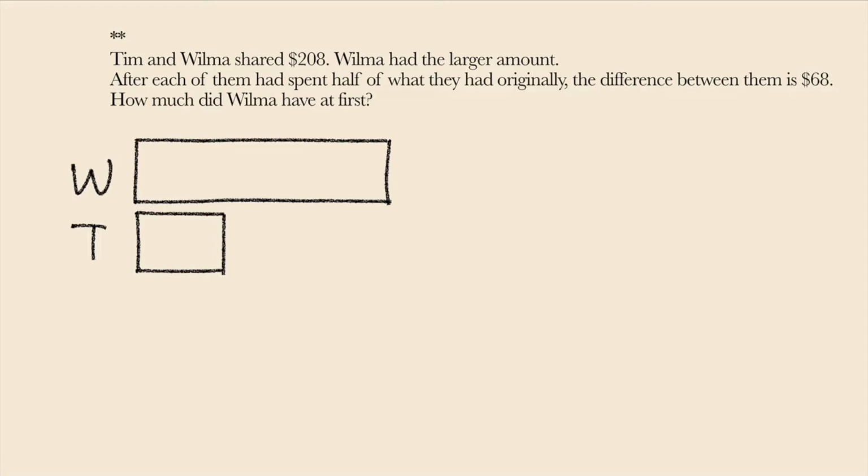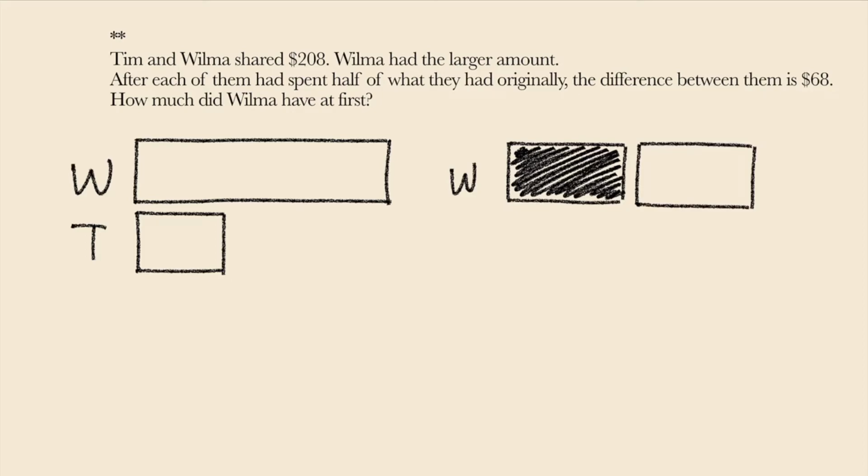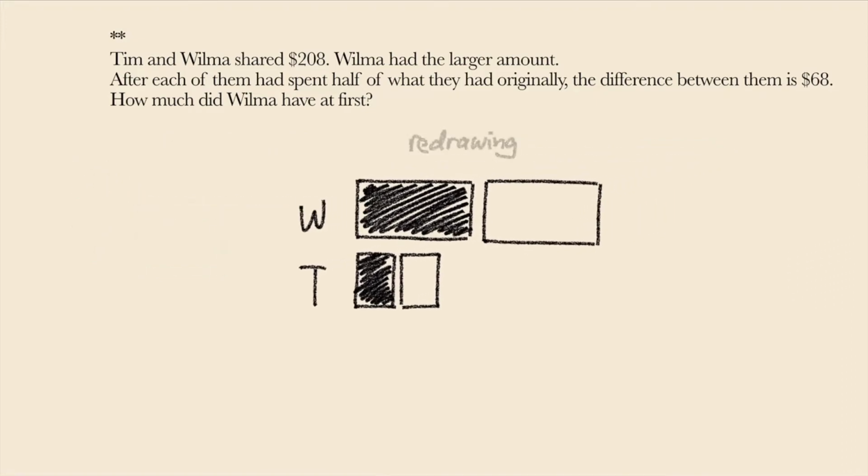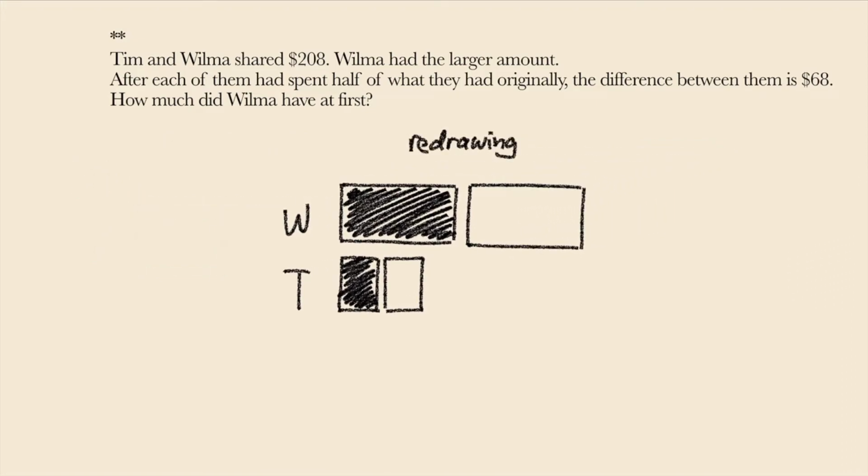So Wilmer had the larger amount, so we'll draw a longer bar. Now each of them spent half of what they had originally. So think of W being split in half and think of T being split in half. Okay. Now, the difference is 168, but before that, let's redraw to make it easier to understand.